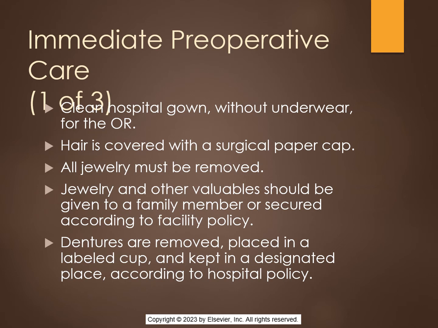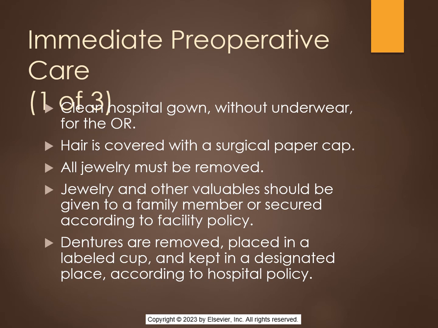Jewelry, along with money and credit cards, needs to be given to a family member or relative to keep secured, or can be placed in a valuables envelope and given to security according to your facility policy. If a wedding band is to be worn to surgery, you must tape the ring to the finger without restricting the circulation. Then tape a cotton ball over the stone to prevent any loss when the tape is removed.